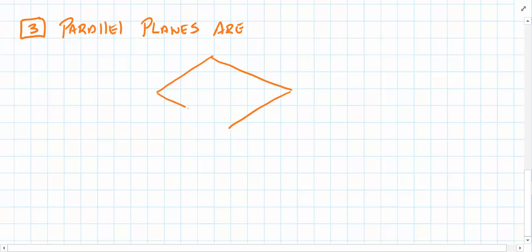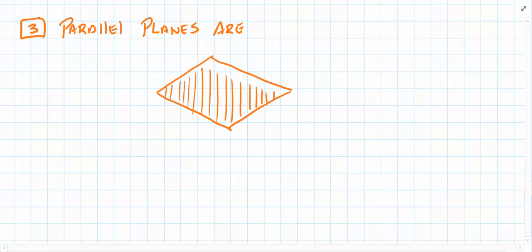Okay, and we're going to shade it a little bit here. All right. And pretend that we are looking down on this plane. Okay, we're looking down on the plane. I'm going to choose a different color here just to draw it for you. Here would be a parallel plane.